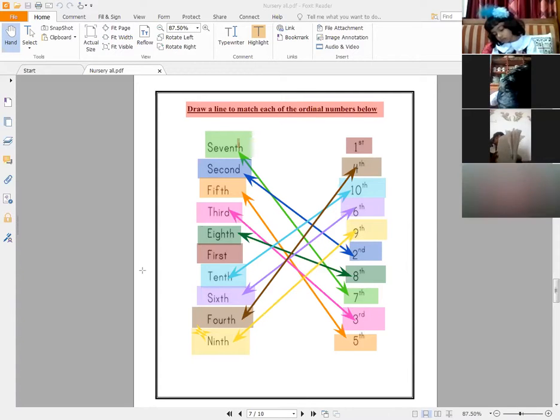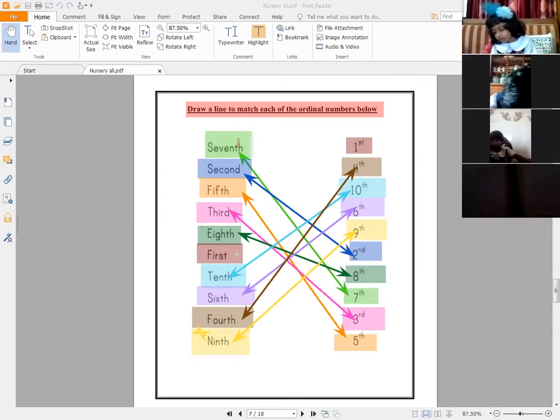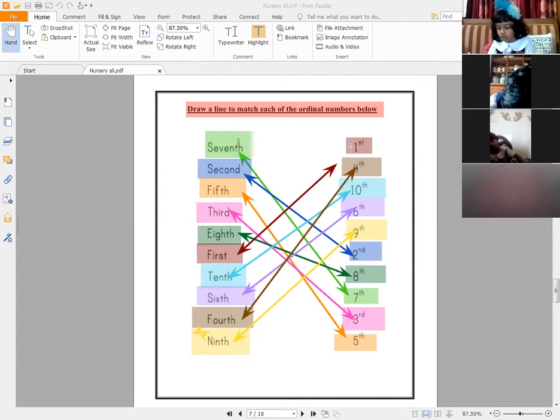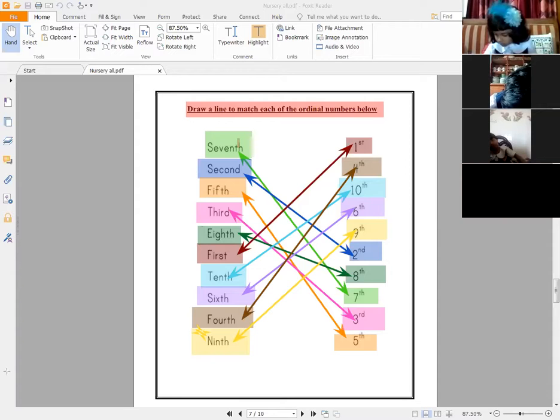Understand? Yes, I understand. Now everyone take a screenshot. I think everyone understands how to do this matching. Am I right? Yes, right. First, second, third.